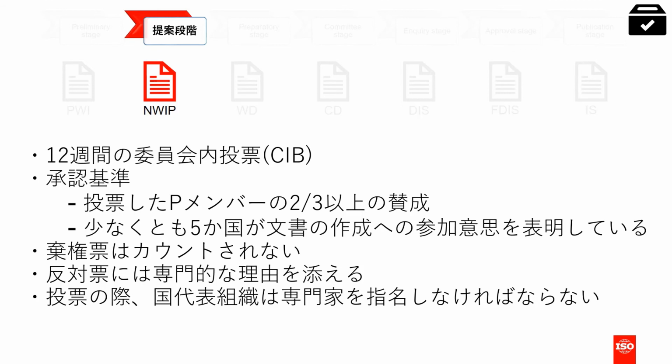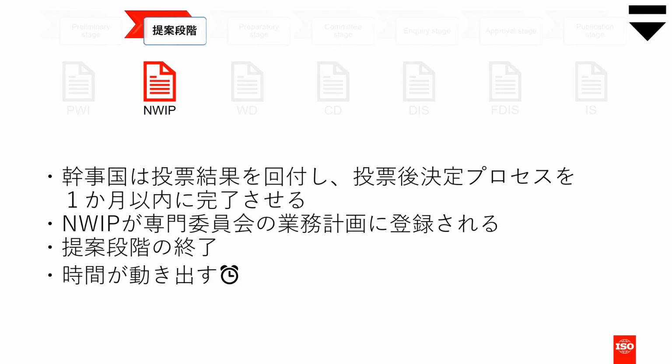If the experts are not named by national bodies when voting, this can result in the project not starting. After the ballot, the Secretary has the responsibility of circulating the voting results and completing the administrative post-voting decision process within 1 month. If it is approved, then the project will be registered in the committee's programme of work and the clock starts ticking.